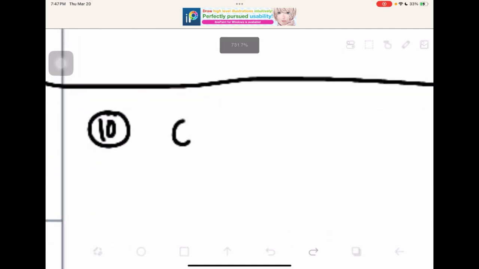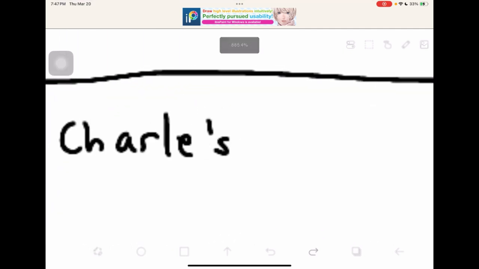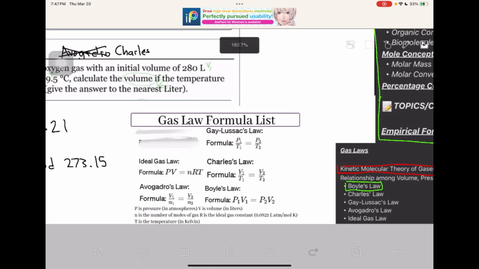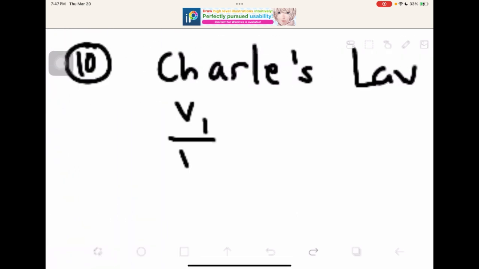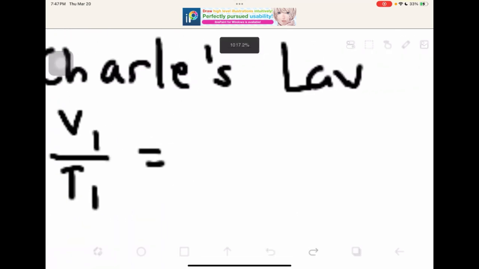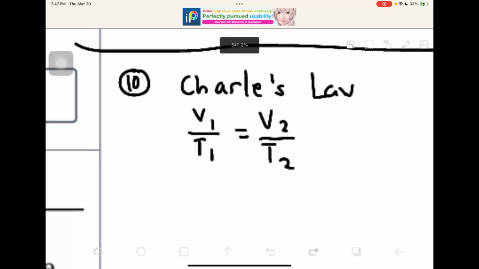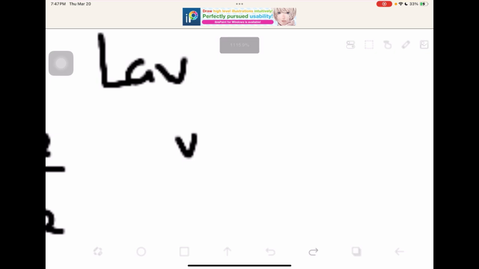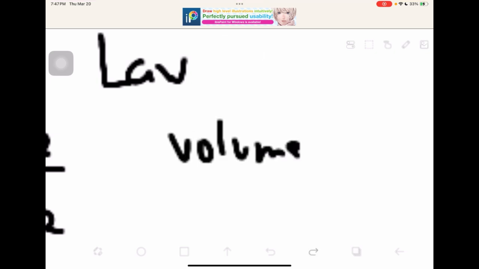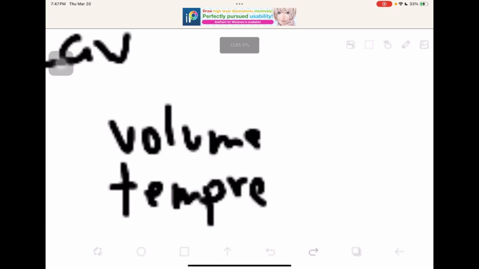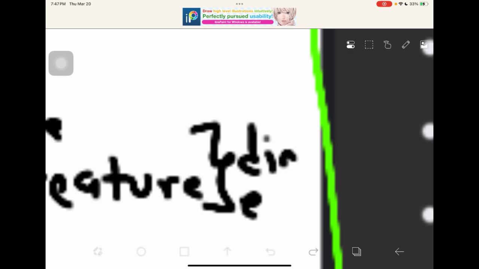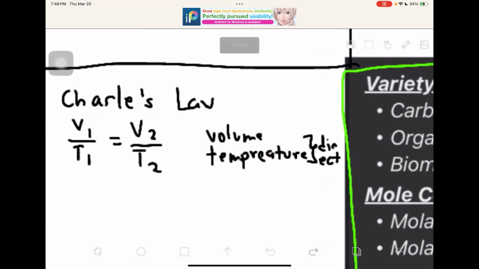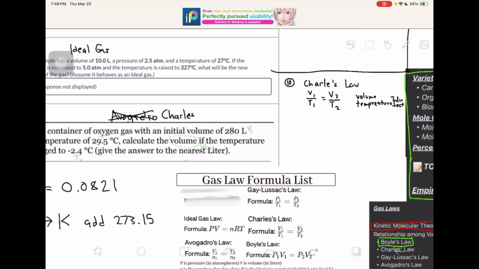So this is Charles' law. Let's copy the formula. Charles' law: V1 over T1 is equal to V2 over T2. Perfect. Now, this shows the relationship of volume and temperature, which shows that these are direct. As one goes up, the other goes up. According to Charles' law, as the volume goes up, the temperature will also go up.